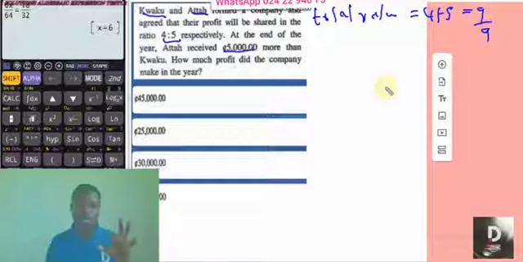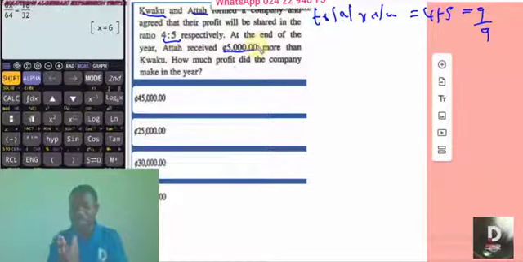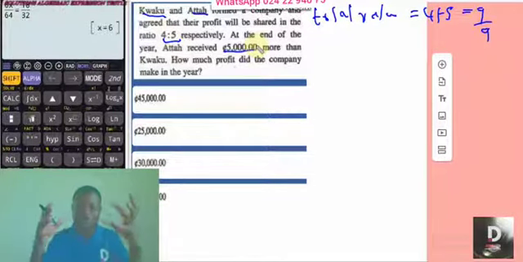Know the difference between their ratio, we can equate it to that amount, because he said Ata received this more than Kwaku. It's the difference between them. That's the amount side. So we have gotten that. Now, what is the difference between their ratio so that we can use it to write our proportional equation?